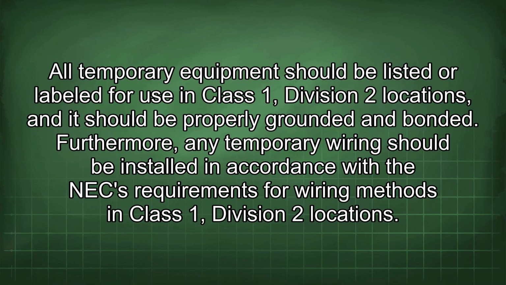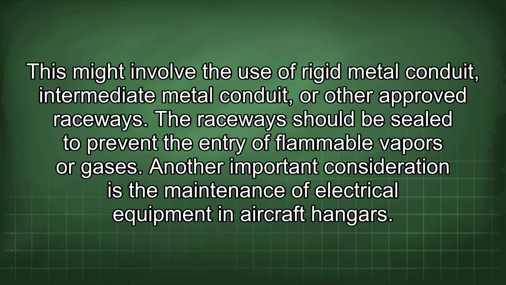All temporary equipment should be listed or labeled for use in Class 1, Division 2 locations, and it should be properly grounded and bonded. Furthermore, any temporary wiring should be installed in accordance with the NEC requirements for wiring methods in Class 1, Division 2 locations. This might involve the use of rigid metal conduit, intermediate metal conduit, or other approved raceways. The raceways should be sealed to prevent the entry of flammable vapors or gases.